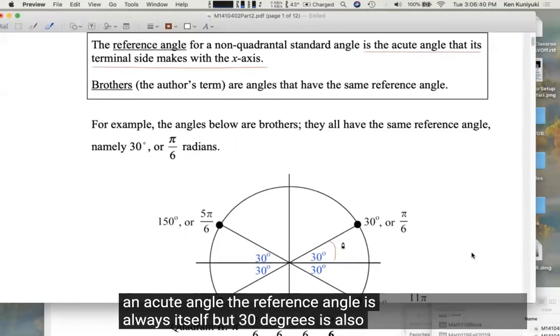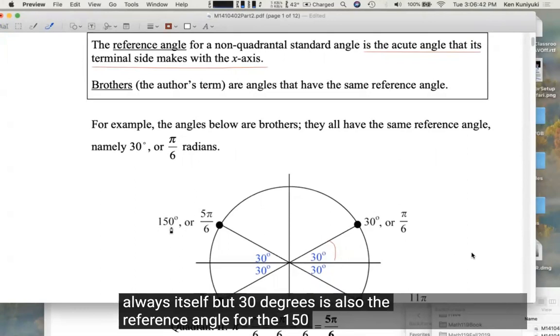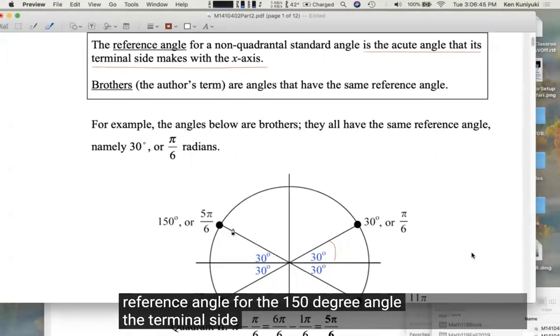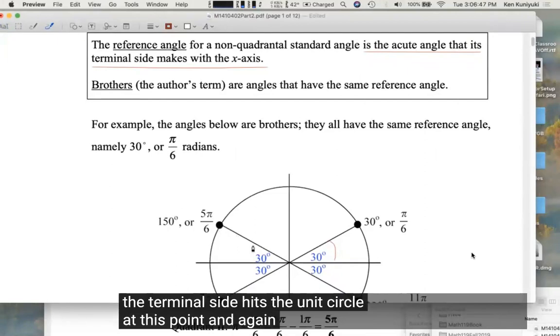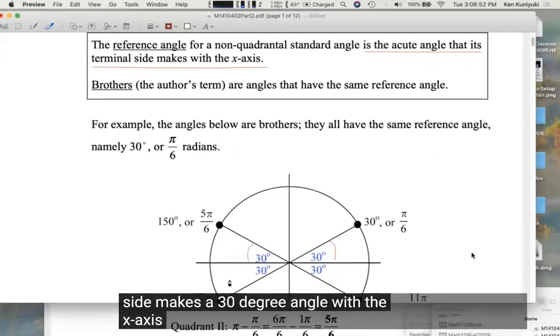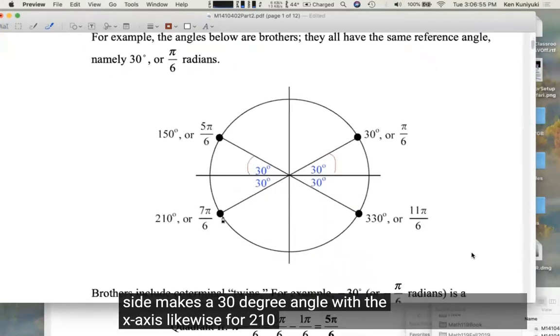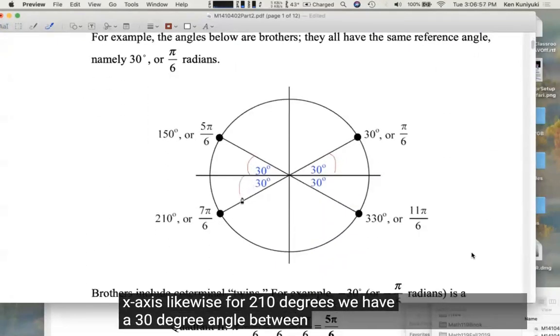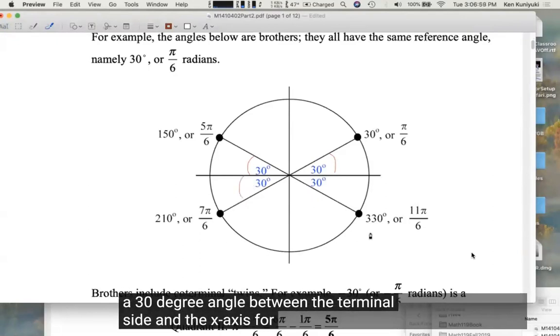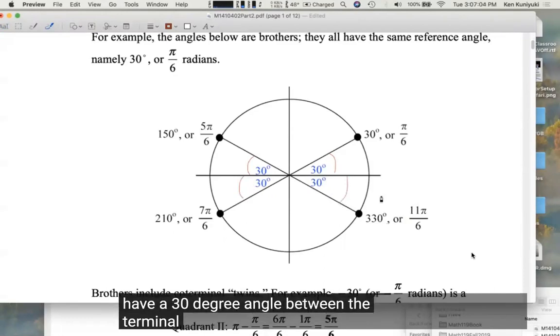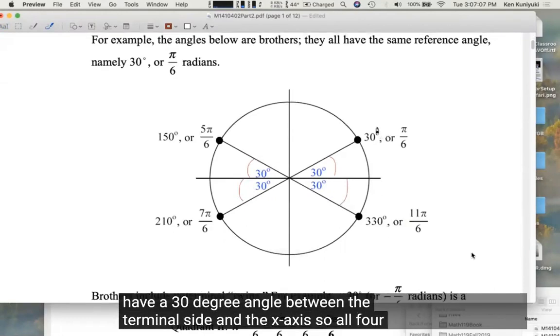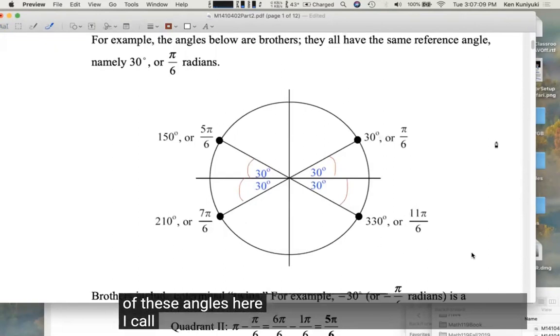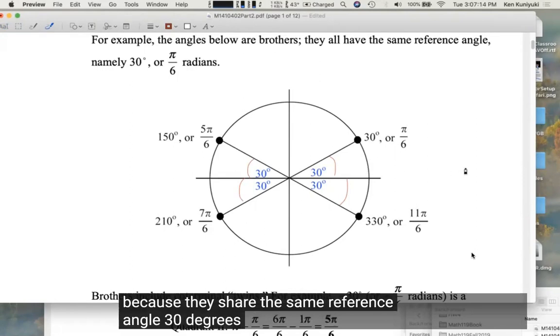But 30 degrees is also the reference angle for the 150-degree angle. The terminal side hits the unit circle at this point, and again, the terminal side makes a 30-degree angle with the x-axis. Likewise, for 210 degrees, we have a 30-degree angle between the terminal side and the x-axis. For 330 degrees, we have a 30-degree angle between the terminal side and the x-axis. So all 4 of these angles, I call brothers because they share the same reference angle, 30 degrees.